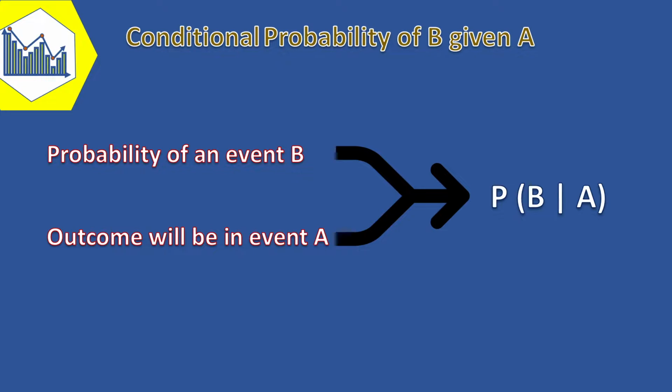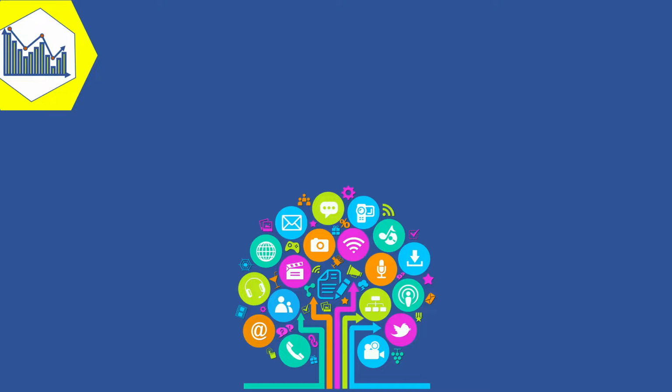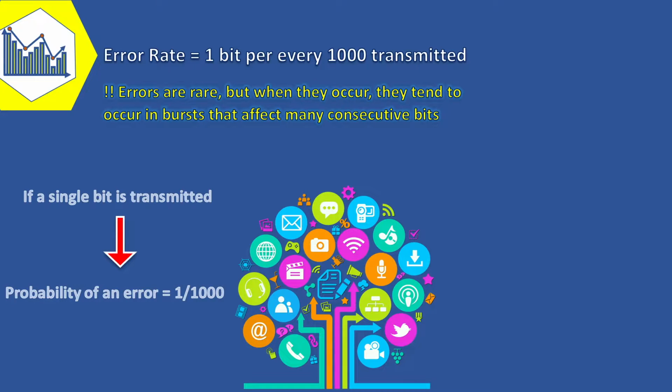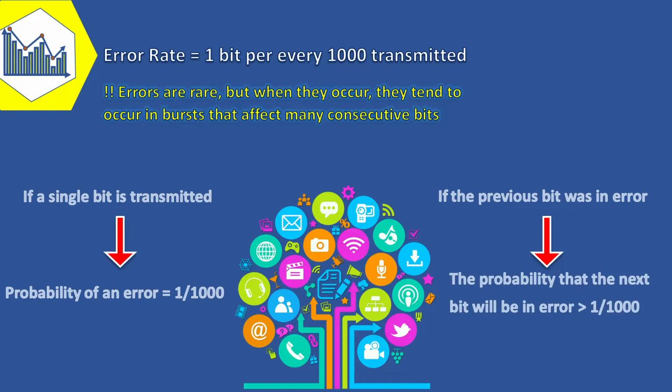Now let's see some situations in which we can see the logic of conditional probability. A digital communication channel has an error rate of 1 bit per every 1000 transmitted. Errors are rare, but when they occur, they tend to occur in bursts that affect many consecutive bits. If a single bit is transmitted, we might model the probability of an error as 1/1000. However, if the previous bit was in error because of the bursts, we might believe that the probability that the next bit will be in error is greater than 1/1000.